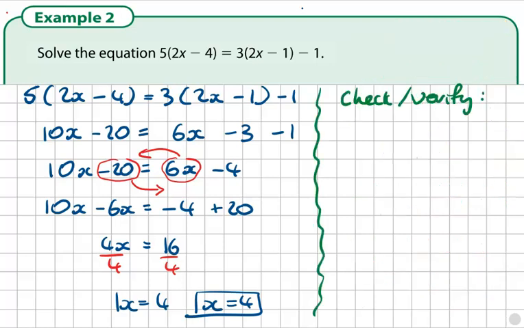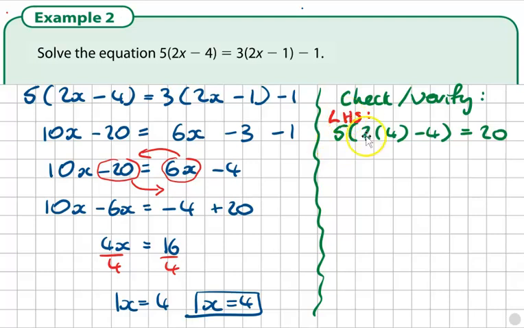So we're going to check our answer, so verify our answer. So we're going to write out the equation again, replacing any x's with brackets and putting our solution into the brackets. So I'm just going to do the left-hand side first. So I'm going to replace that x with 4 and brackets around it.